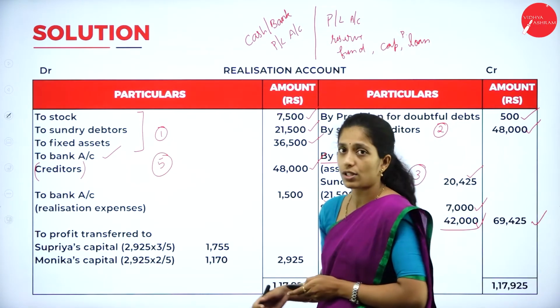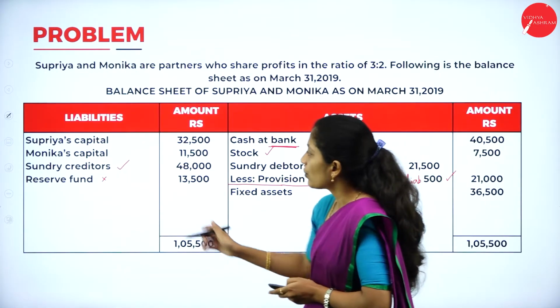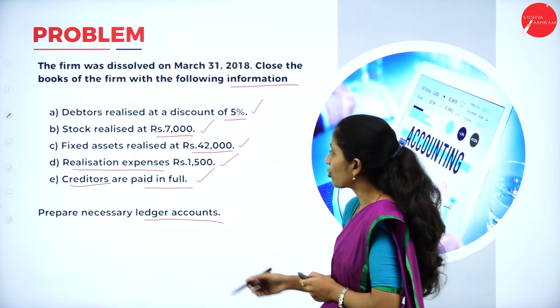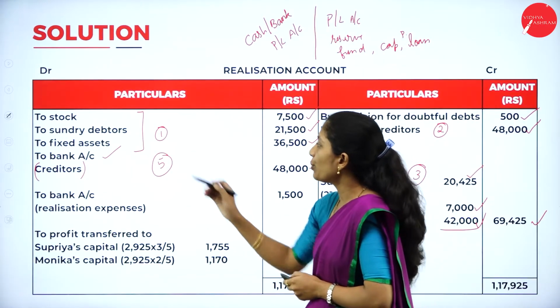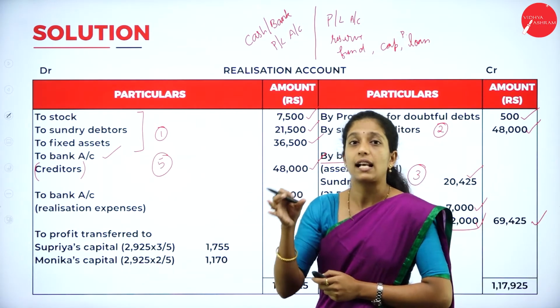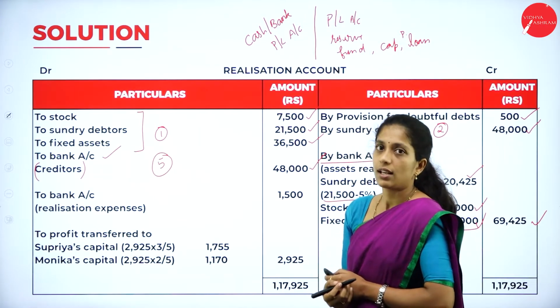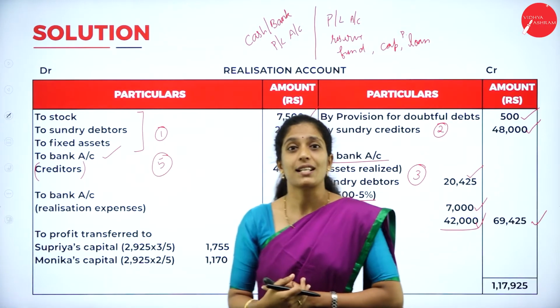That is 48,000. So where did we get this 48,000? If you see the balance sheet, we are having sundry creditors 48,000, and in the adjustment they have told that creditors are paid in full. So how do you record? To bank account, in the bracket creditors paid off, or you can write it as liability paid off, that is 48,000. Now we are done with fifth point. Next, which is the next one?